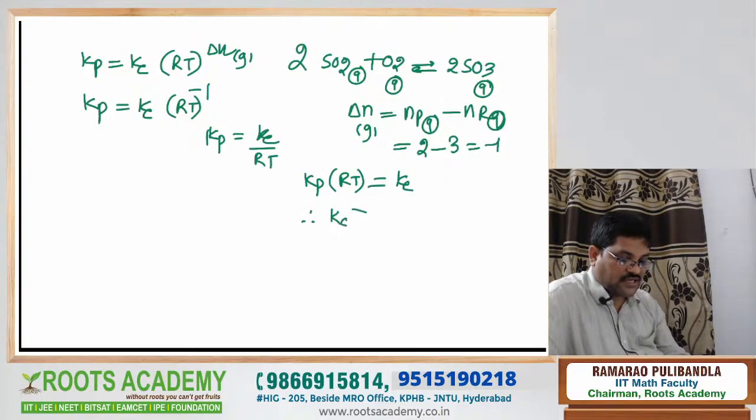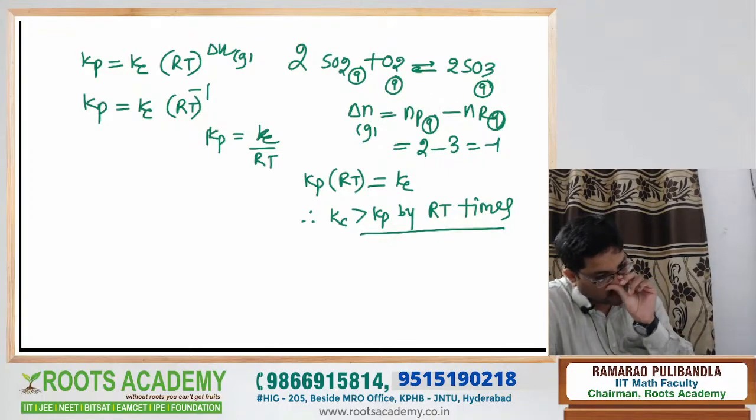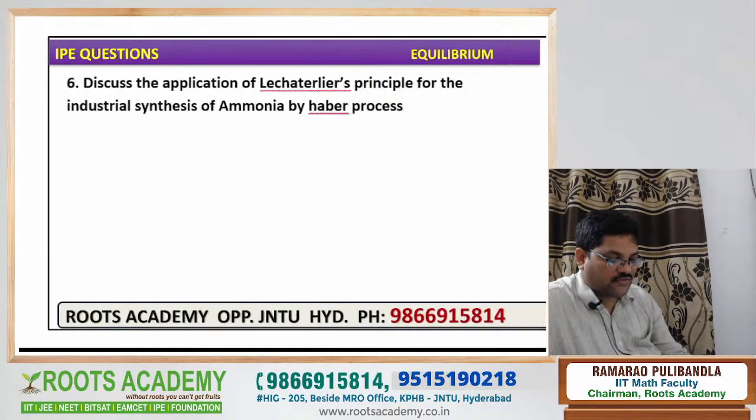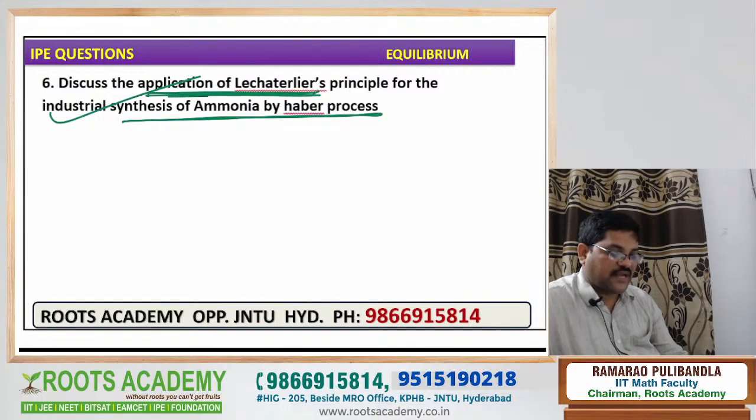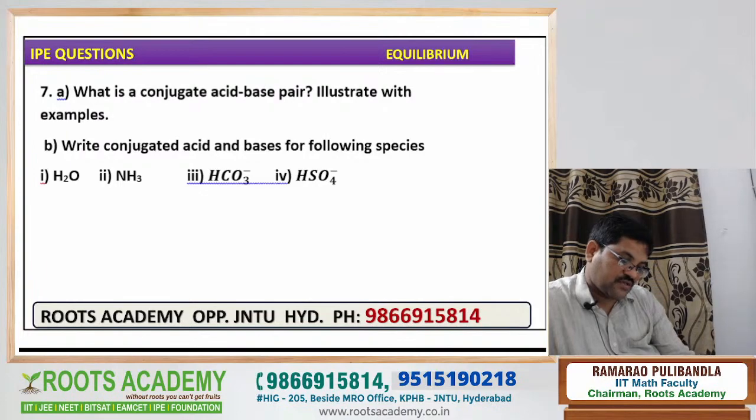Therefore, Kc is greater than Kp by how many times? RT times. Simple logic, no confusion. And see the next one. So all this is explained. Applications of Le Chatelier's principle, industrial synthesis of ammonia by Haber process, this is already explained. And see the next question.